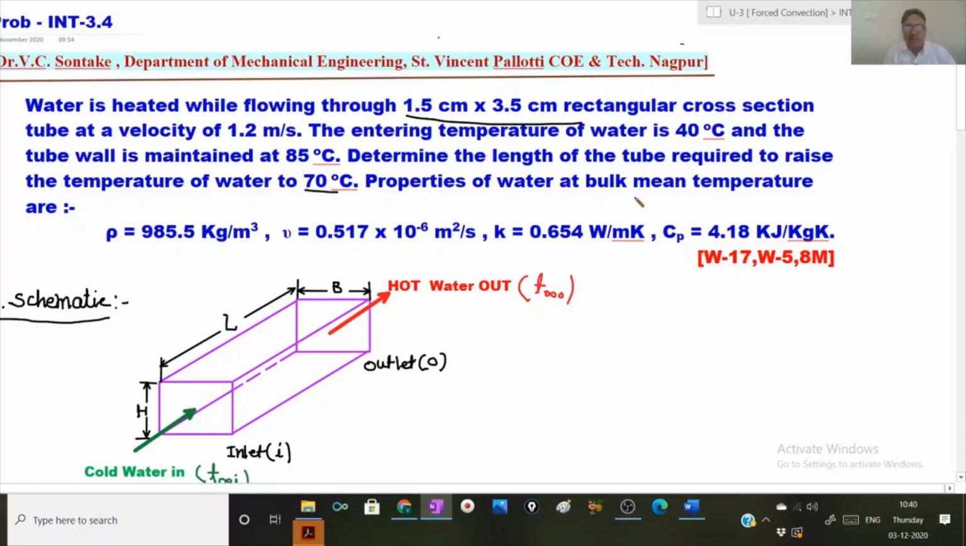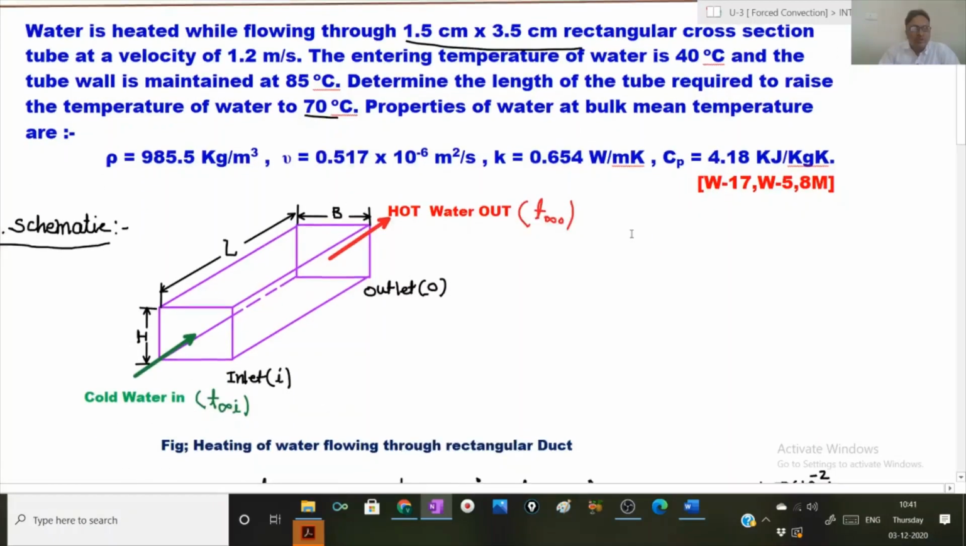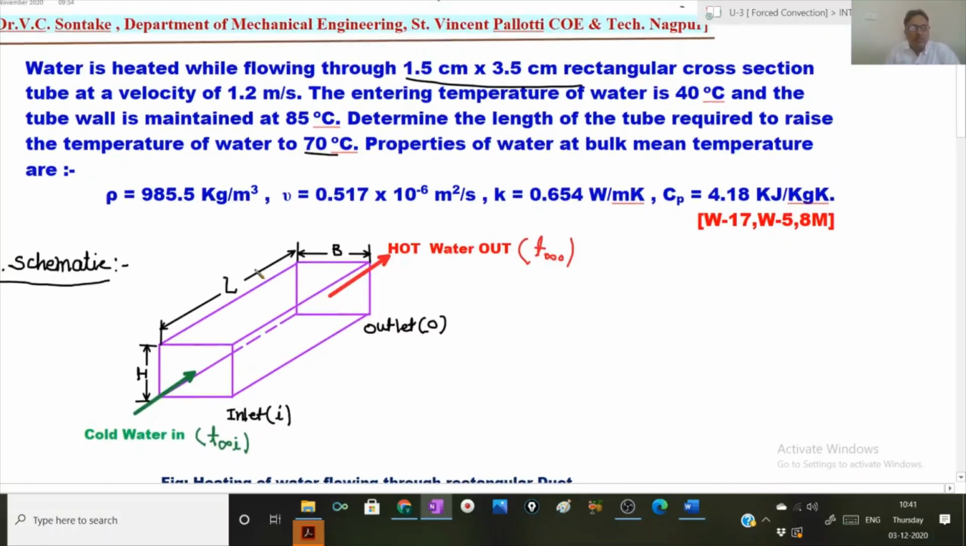Properties of water at bulk mean temperature are density 985.5 kg per meter cube, kinematic viscosity nu 0.517 into 10 to power minus 6 meter square per second, thermal conductivity K 0.654 watt per meter Kelvin, and specific heat of water Cp 4.18 kilojoule per kg per Kelvin. So in the given problem, the water is flowing through a rectangular tube or duct.